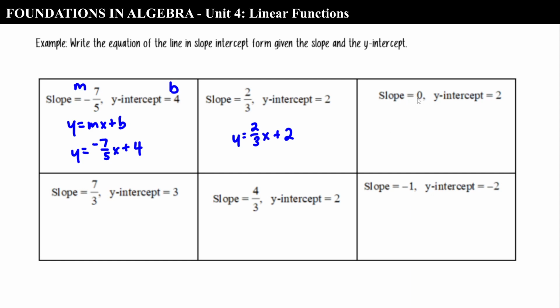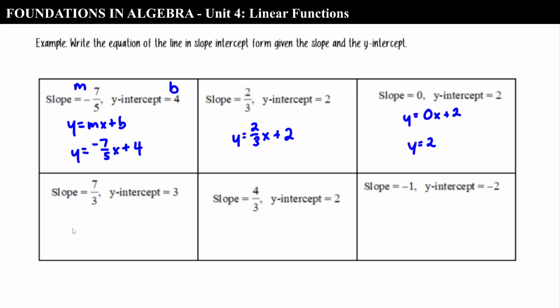Now on this one, our slope is 0. So if we plug that in, we would have 0x plus 2. Well, 0 times anything is just 0, and this whole thing goes away. So you're left with just y equals 2. So when your slope is 0, you have a horizontal line. You have a flat line.